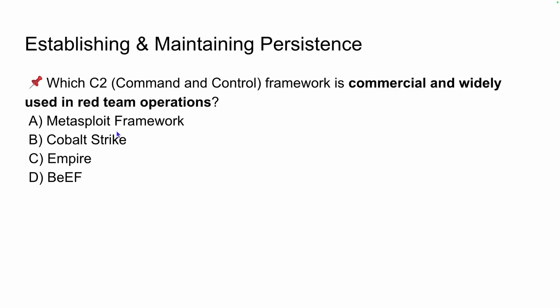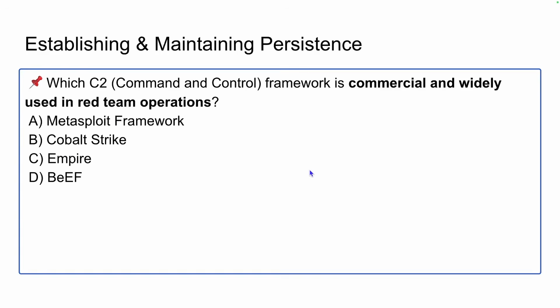Metasploit framework is open source, although it does have an enterprise paid version. Empire is open source. Beef is also another open source tool that is the browser exploitation framework. And so the browser exploitation framework is enough. It can actually be used for command and control, because you technically hook somebody's browser, and through that you can try to do a variety of other tasks. But they're asking about a C2 framework specifically, and Cobalt Strike is the one that is commercial and widely used.